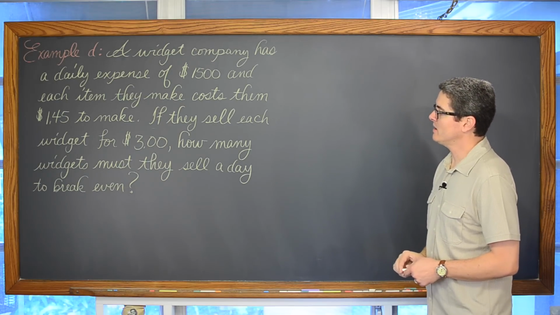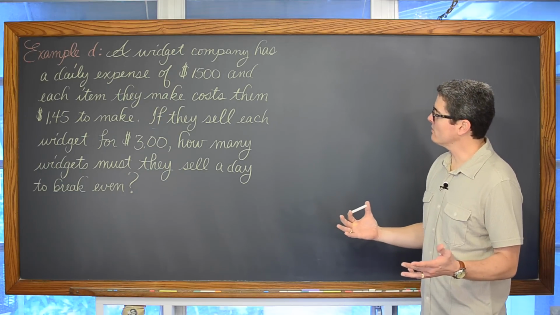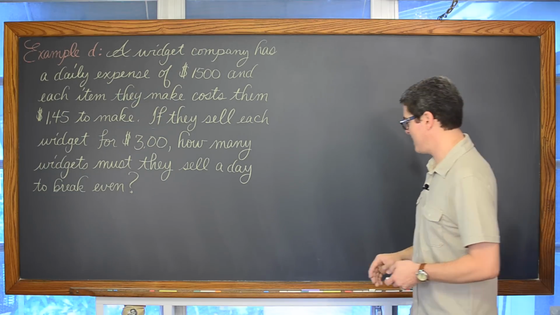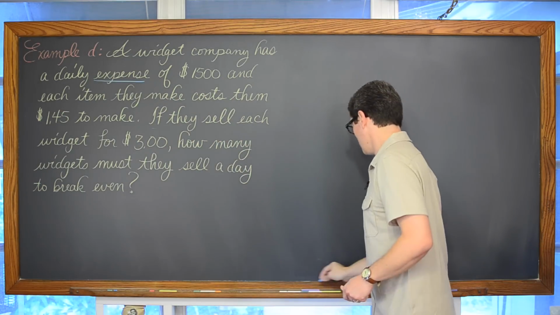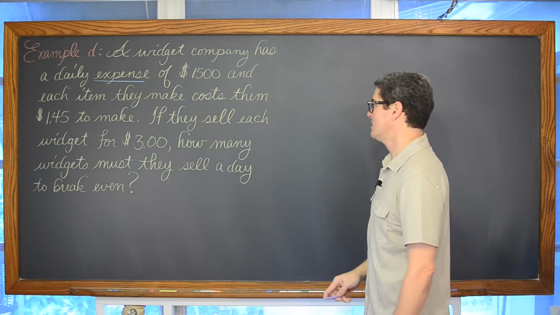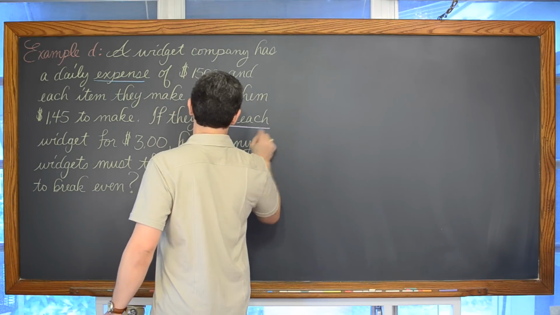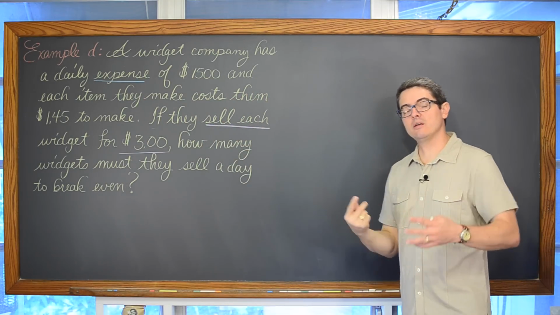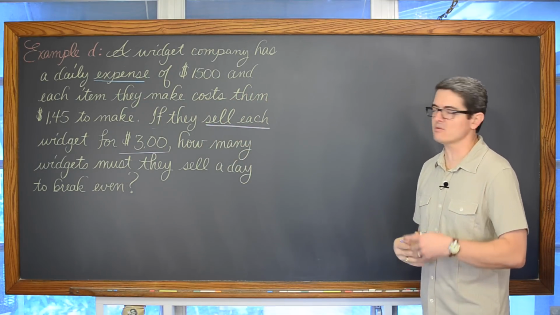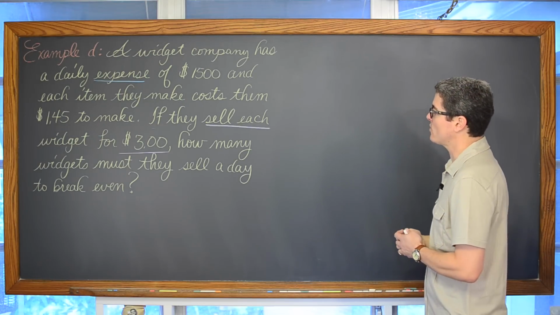Okay, well, we got something in here about expense. And then we've got something in here about selling an item and sort of making some money. So we actually have two equations. There's a couple of ways to set this up, but I want to identify this as two separate equations.